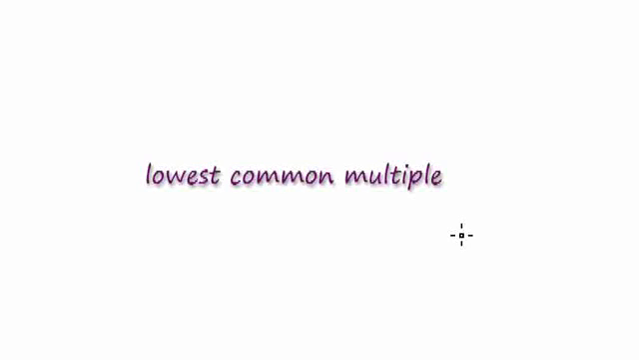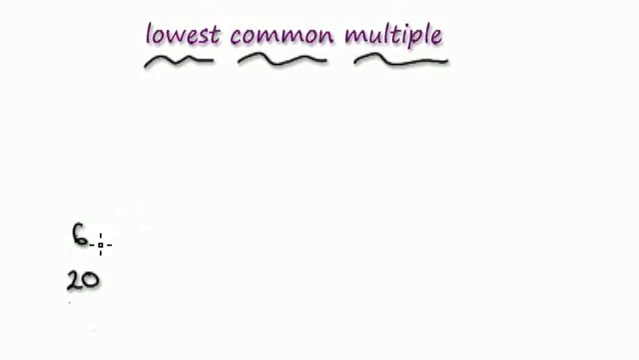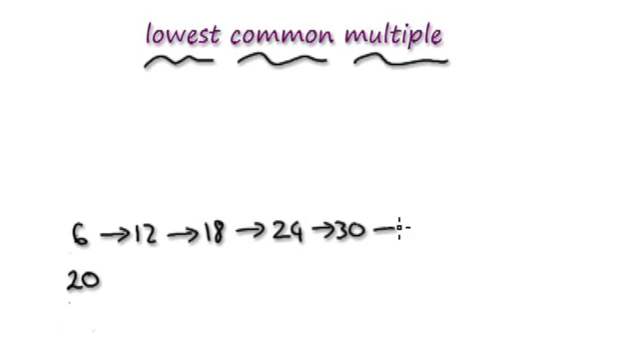Similar to the highest common factor, there's what's called the lowest common multiple. So if you look at this, for example, 6, a multiple of 6 would be 12. Another multiple would be 18. Another one would be 24. Another one would be 30, and then another one would be 36.